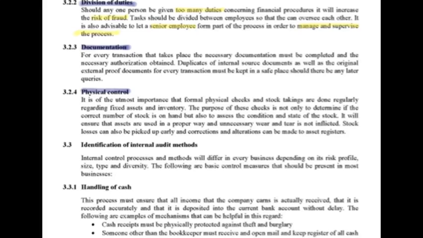Documentation. For every single transaction that takes place, the necessary documentation must be completed and the necessary authorization must be obtained. So duplicates of internal source documents as well as the original external proof documents of every transaction must be kept in a safe place should there be any later queries.